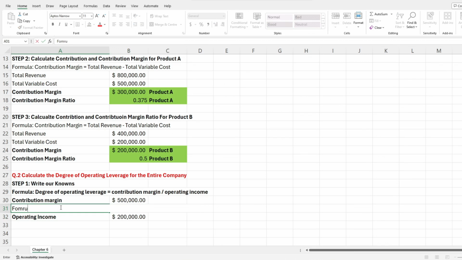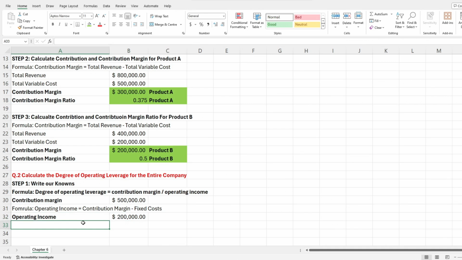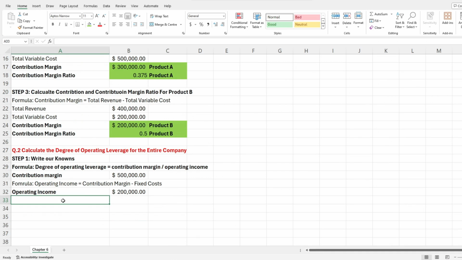So the formula for operating income, just in case you guys forget, is equal to our contribution margin minus our fixed cost. So just like a CVP income statement in one of the chapters that I explained, you guys can just do that and it'll give you the same thing. All right, so your operating income is 200,000.